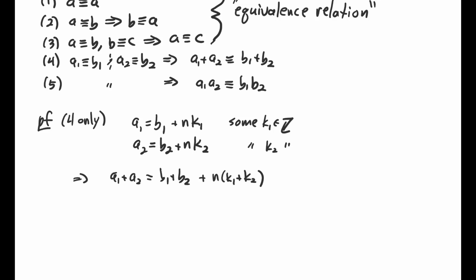Factor out the n in that last term, and this is just the definition of A1 plus A2 being congruent to B1 plus B2. And that's what we wanted to prove, and that's all we're going to prove. We'll leave the rest for homework. All right, that's it.